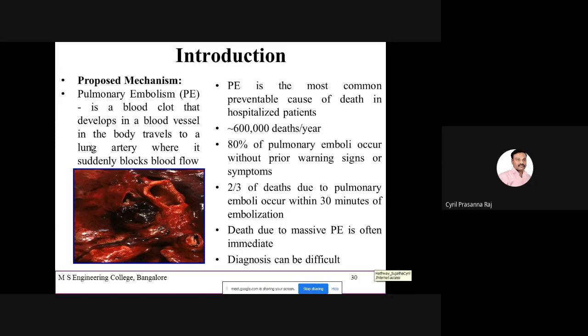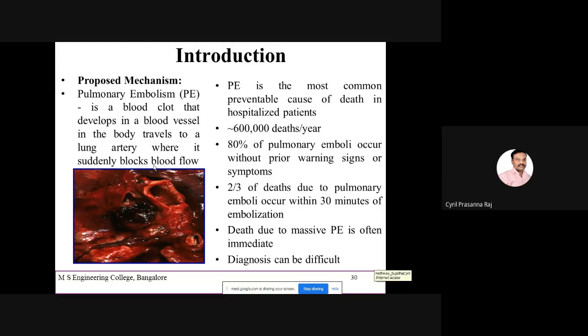If you don't treat it properly, this clot will slowly flow through the veins and enter your lungs. Once it enters the lungs, it will start blocking them, and then you'll have a lot of problems with respiration. The blood vessels travel to the lung artery where it suddenly blocks the flow of blood. So when the blood starts getting blocked, what happens now?